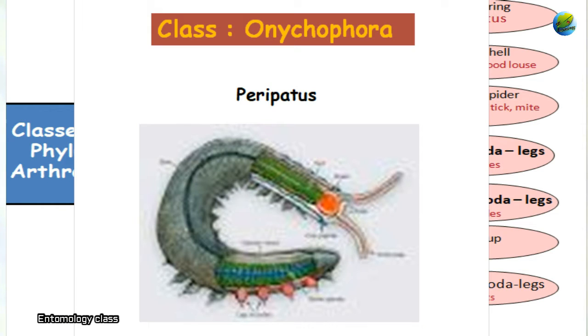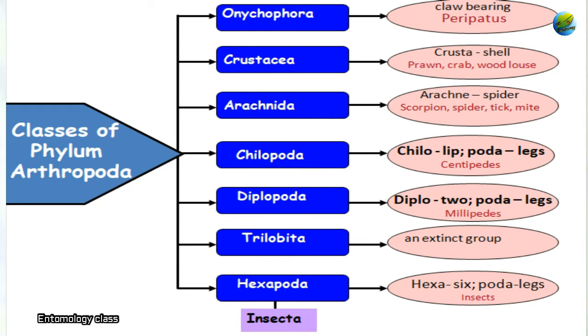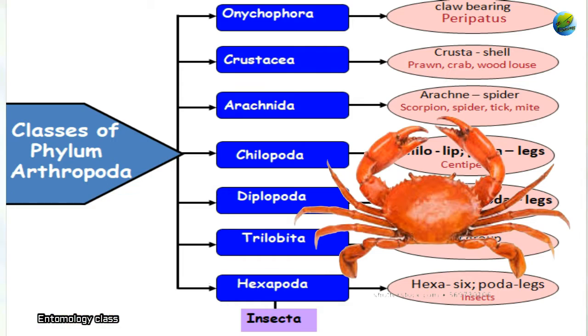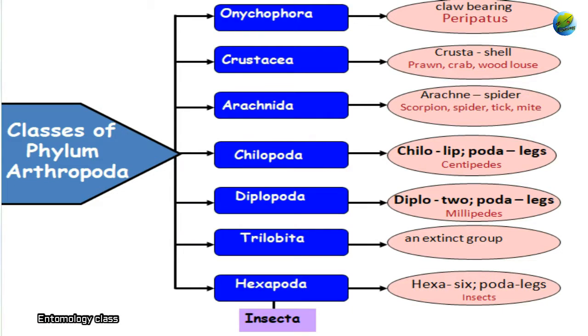If you see the crustaceans, as we all know, our well-known prawns, the tastiest prawns, and the crab and the woodlouse, they all come under the crustacea class. Crusta means the shell, the outer shell. Based on the shells of the crabs, it is called crustacea. The next class is the arachnida, which consists of our spiders. Arachnida also consists of scorpions, ticks, and mites.